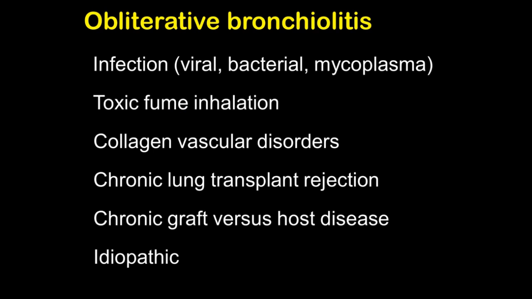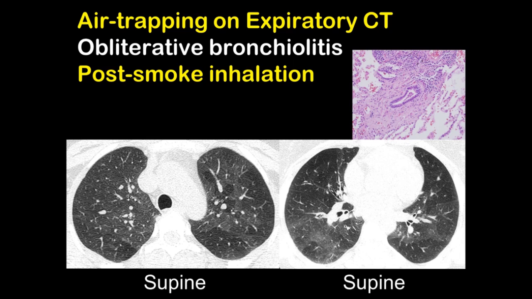Constrictive obliterative bronchiolitis main causes include infection, which can be viral, bacterial, or mycoplasma, toxic fume inhalation, collagen vascular disorders, mainly rheumatoid arthritis, chronic lung transplant rejection, chronic graft versus host disease, and idiopathic causes. This is the first case of air trapping on expiratory CT due to post-smoke inhalation.